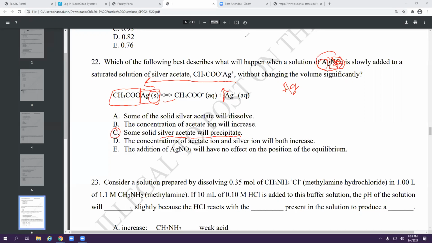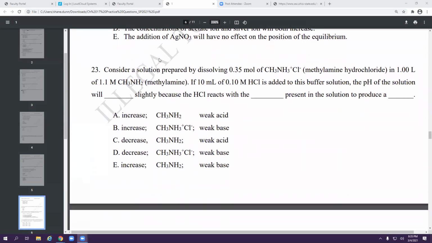Okay. Moving on. Consider a solution prepared by dissolving 0.35 of CH3NH3Cl, methylamine hydrochloride, in 1 liter of methylamine. If hydrochloric acid is added to the buffer solution, what happens to the pH? Go up or down?